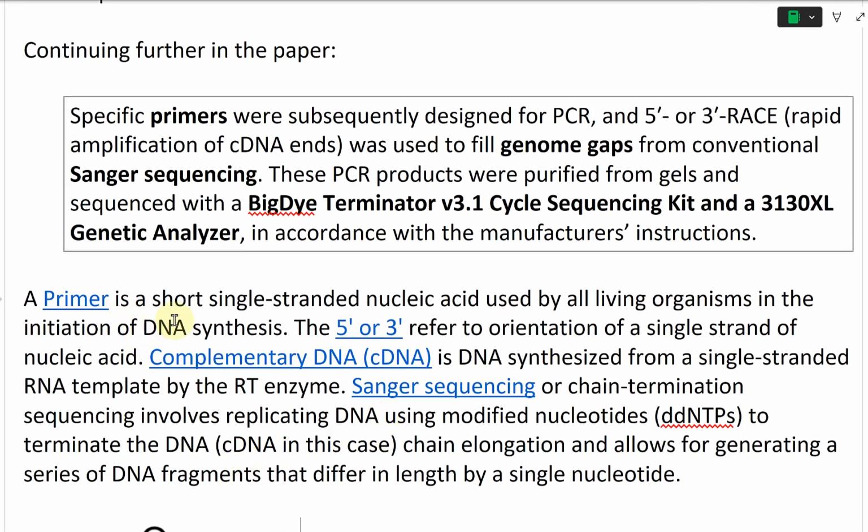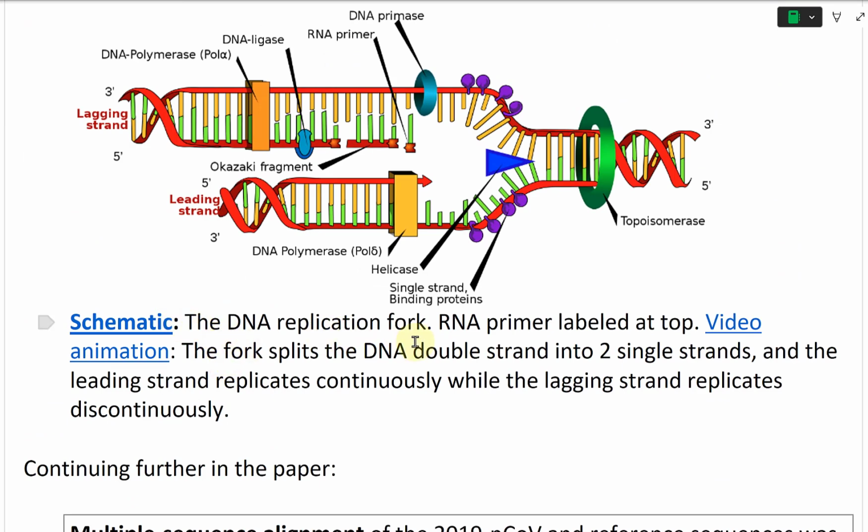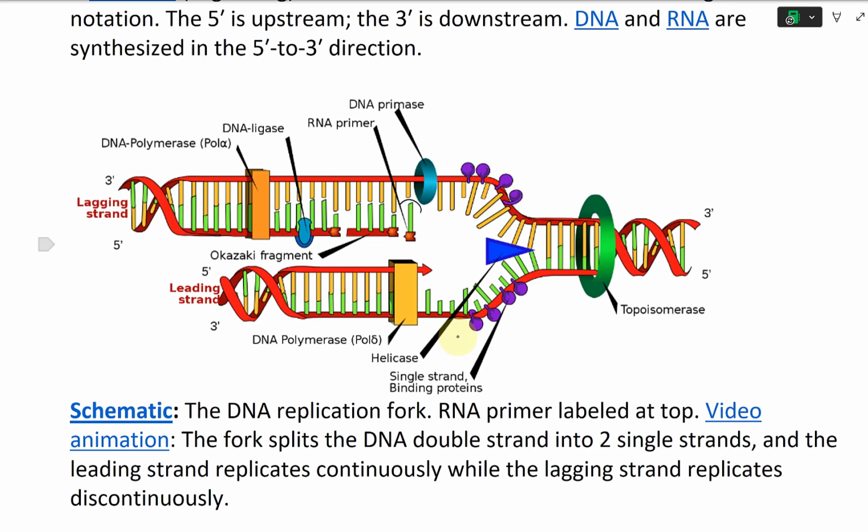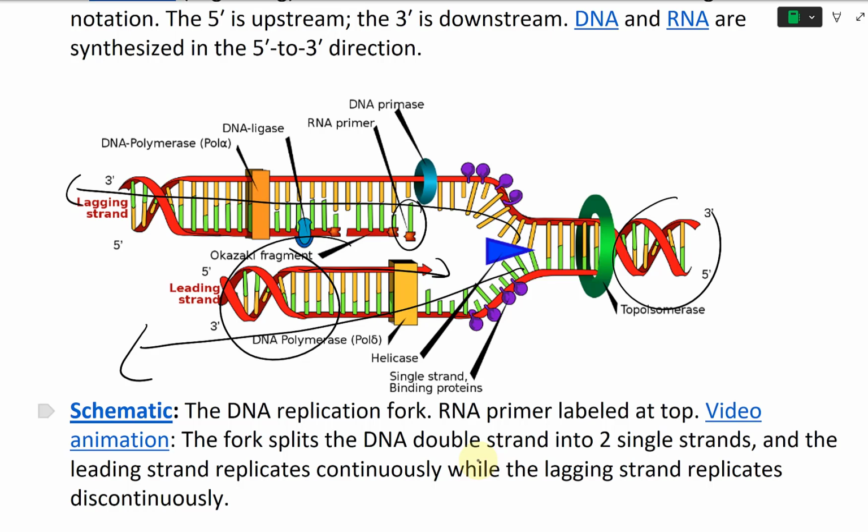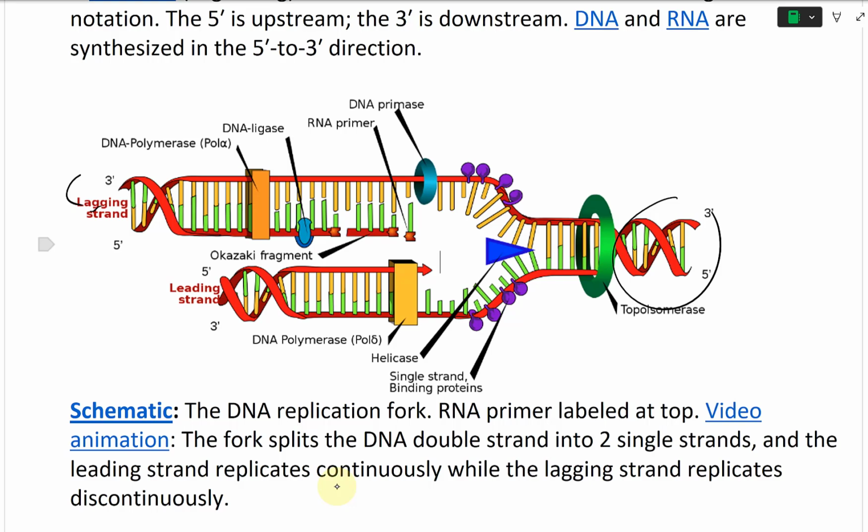And also, this primer part right here, here's another illustration of primers. It is a schematic of the DNA replication fork. You have RNA primers labeled at the top. Here's the RNA primer, and there's a video animation showing how this works. The fork splits the DNA double strand into two, like that. Then the leading strand replicates continuously, and this matches up with this. The leading strand replicates continuously, while the lagging strand replicates discontinuously. This one adds one at a time, like that, or it puts this primer like this. So this is the lagging one, this is the leading strand, and this one adds a primer, and then synthesizes, adds a primer. I believe that's how it works. But anyways, this one is more discontinuous. This one is a continuous setup.